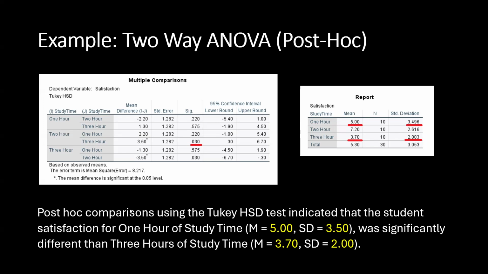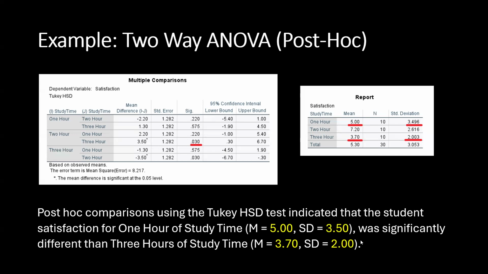Did I mess this up? Post-hoc comparison using the Tukey's HSD test indicated that there was a significant difference in student satisfaction. Actually, this should be 2 hours of study time. And then in here, we should instead be putting 7.20 and 2.62, which was significantly different than 3 hours of study time, which is 3.70 and 2.00.